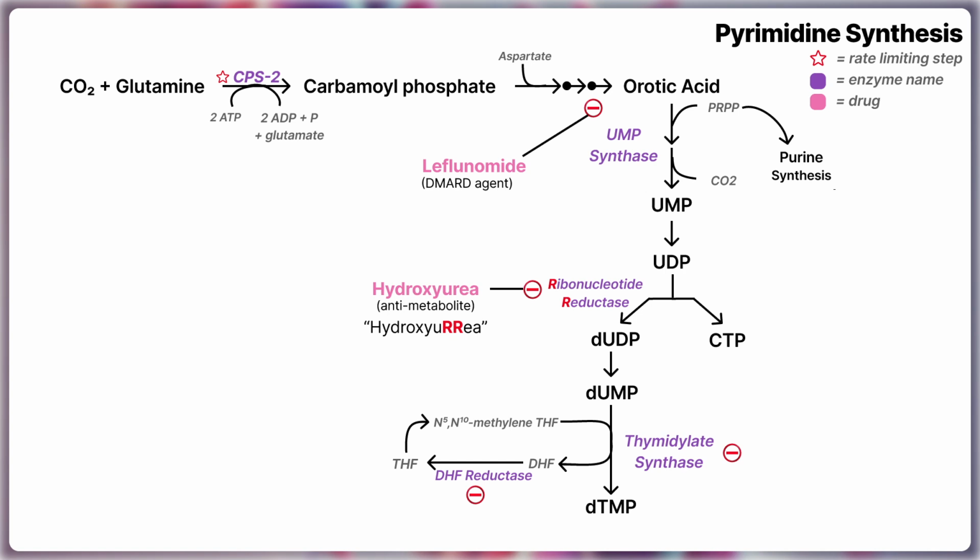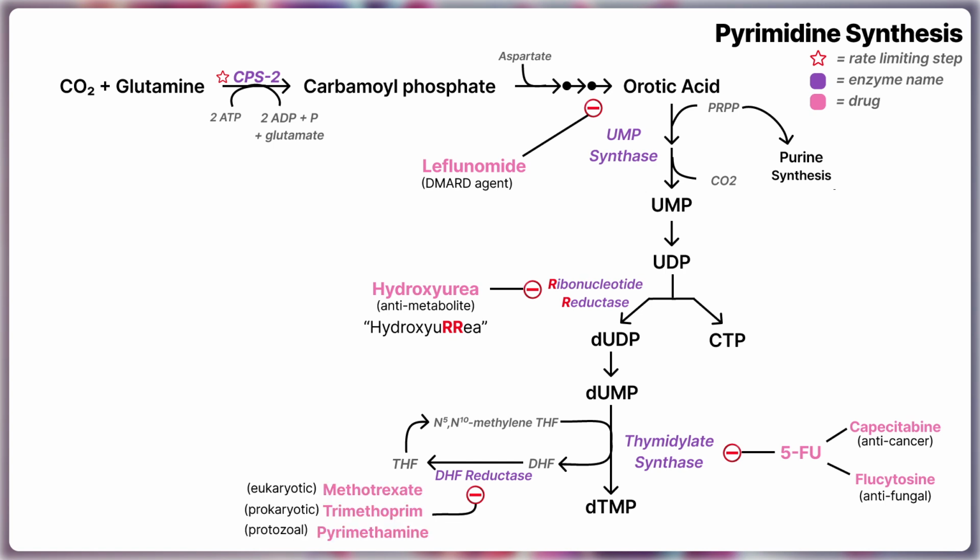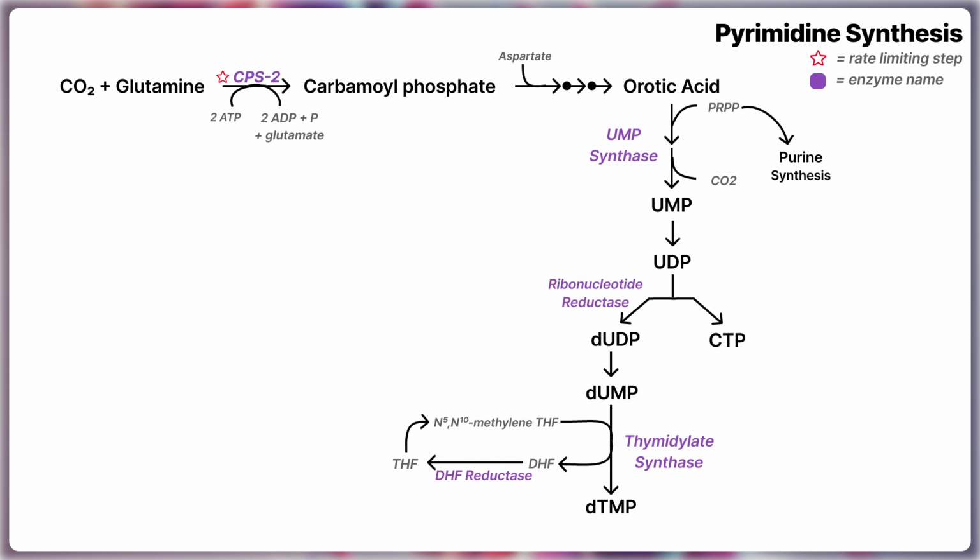The drugs that inhibit thymidylate synthase include flucytosine and capecitabine, which are both prodrug forms for 5-fluorouracil. Finally, the drugs that inhibit dihydrofolate reductase include methotrexate, trimethoprim, and pyrimethamine, which act on eukaryotes, prokaryotes, and protozoan cells, respectively. Because all three of these drugs have meth in their name, an easy way to remember them is to just say doctors don't do meth. So these are all the relevant drugs that you need to know for pyrimidine synthesis.